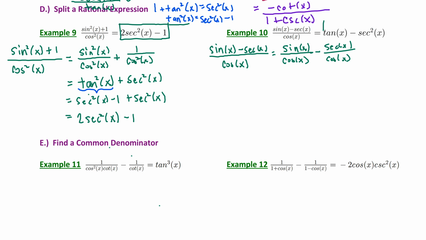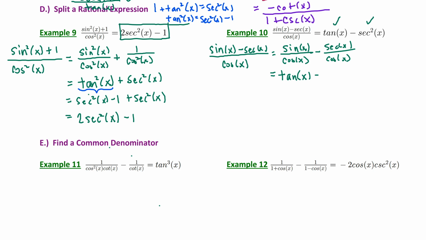Now, don't forget to keep your eyes on the goal. We're attempting to show that the expression we have can be simplified or transformed into this expression. Notice we have sine of x over cosine of x. Well, that's equivalent to tangent of x, so we have this term. Let's work on our second term. We're attempting to show that this second term is equivalent to secant squared.